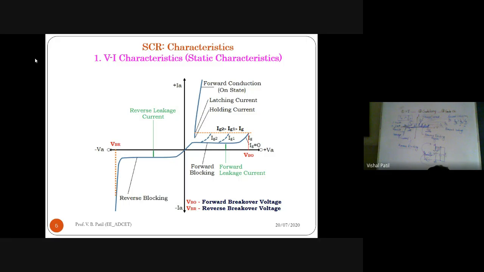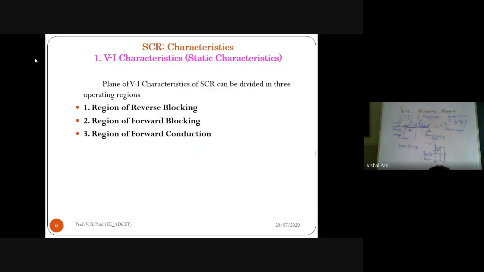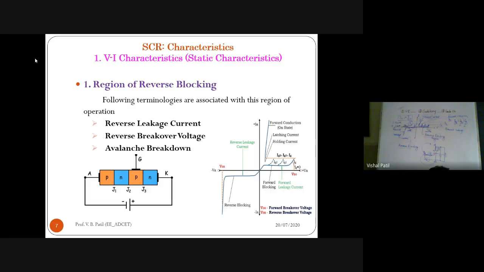So which are the terms associated with forward conduction? Latching current, holding current, and forward current. Again, the VI characteristics of SCR can be divided into three operating regions: region of reverse blocking, region of forward blocking, and region of forward conduction. Now, in the region of reverse blocking, the associated terms are reverse leakage current, reverse breakdown voltage, and avalanche breakdown.